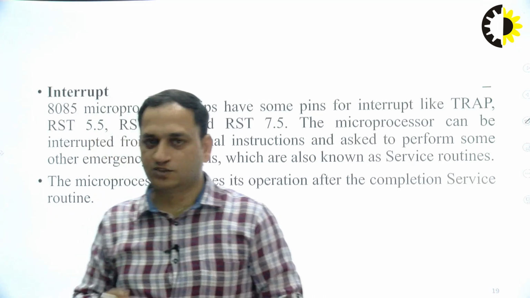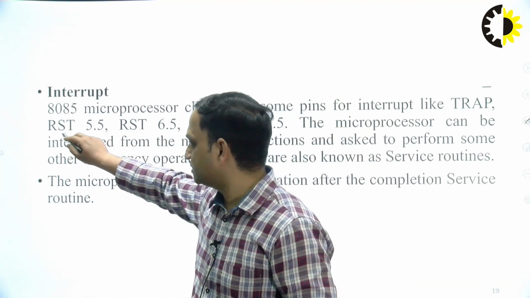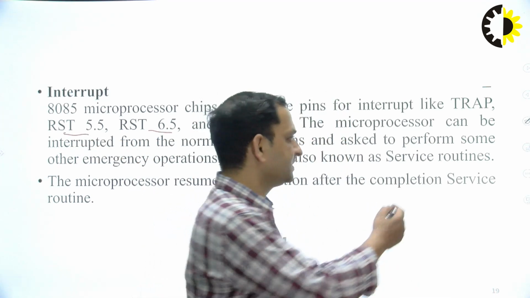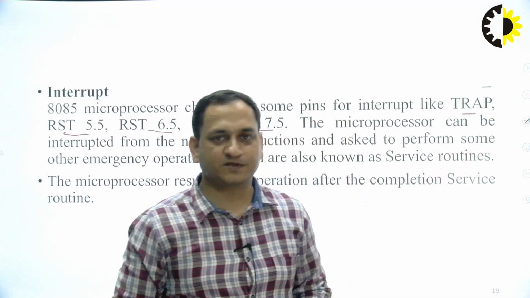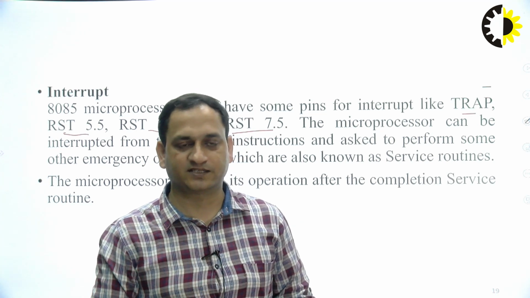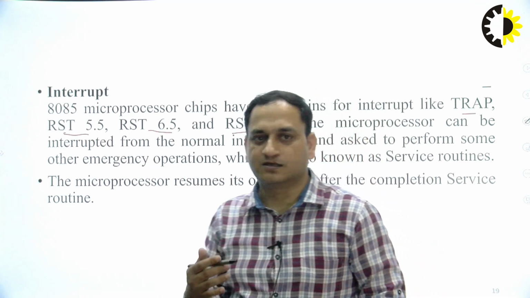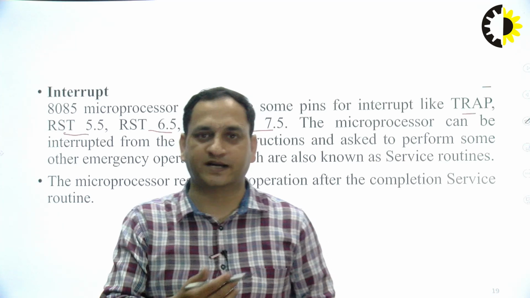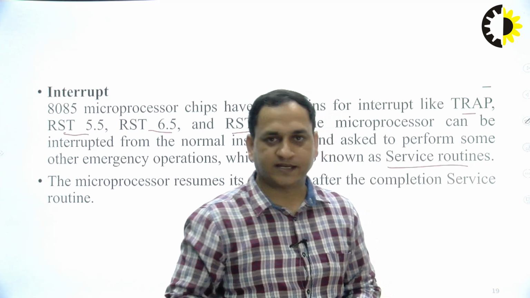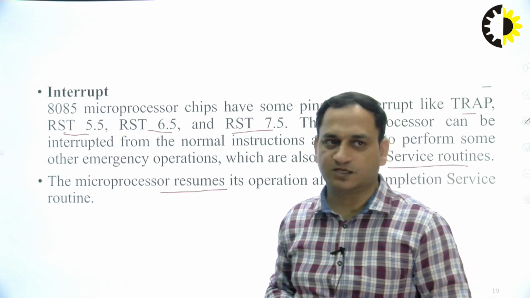Next is the interrupt. These interrupts are given externally through different pins of the 8085 microprocessor. These pins are RST 5.5, RST 6.5, RST 7.5, and TRAP. Trap is of highest priority. These pins are used externally to interrupt, and then the microprocessor operates another program which is requested by these pins, and we call it the service routine. After completion of the service routine, it will come back and resume the main program.